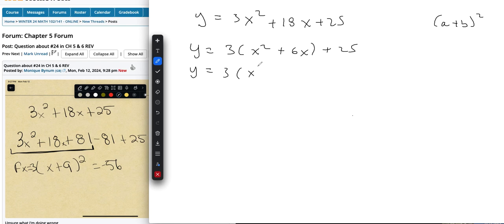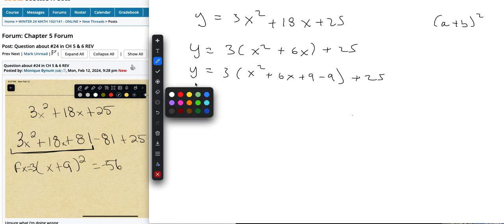So that would look like half of 6 is 3, and then 3 squared would be 9. So I'll do plus 6x plus 9 minus 9 plus 25. And so these are the exact same thing, right? Because plus 9 minus 9 is just 0, so that cancels. And it would take me back to here.